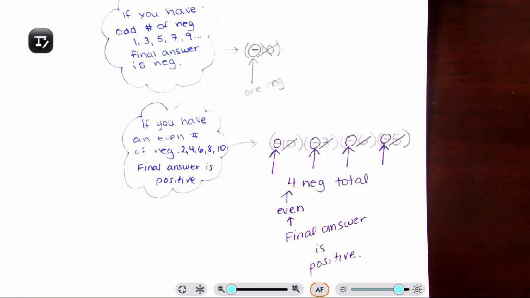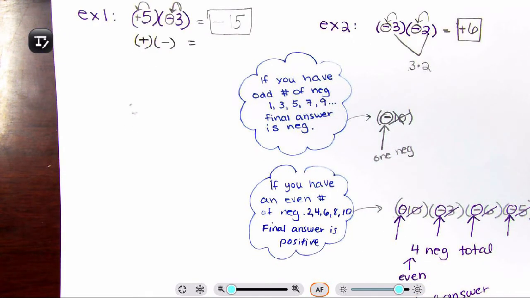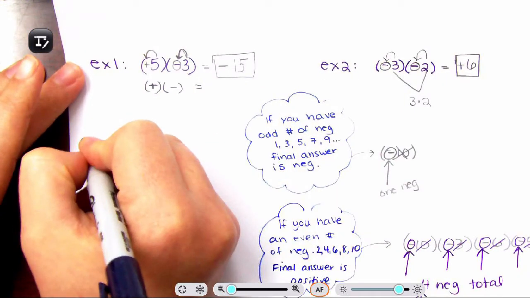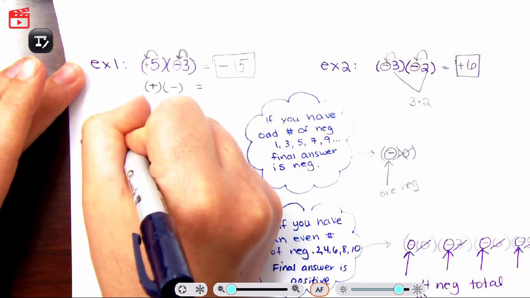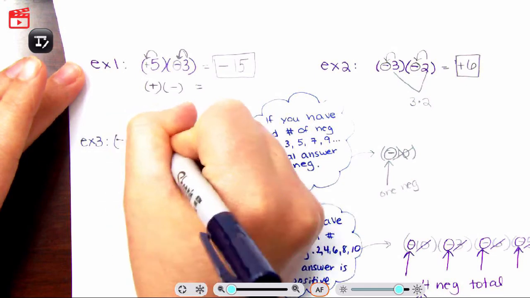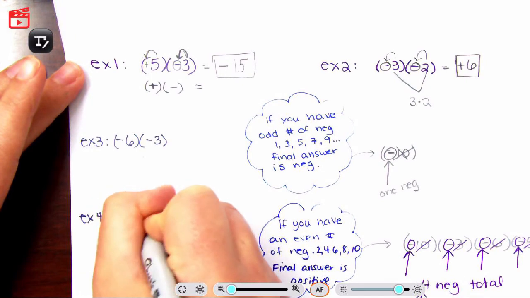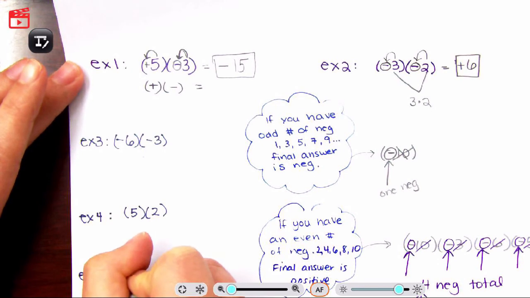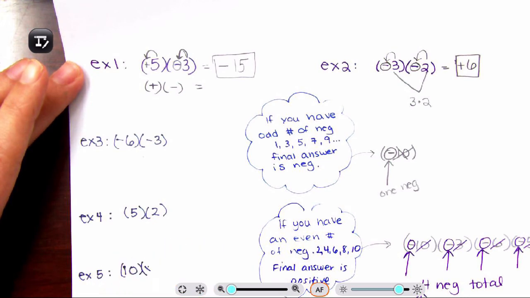So let's do 3 more examples and then we'll call it good for this video. We'll practice a little bit more. I just want to introduce to you what the rules and notations are. So let's do example number 3. I have -6 times -3. Example 4, I have 5 times 2. And then example 5, I have 10 times, oops, forgot we were doing, oh, how can I save that?